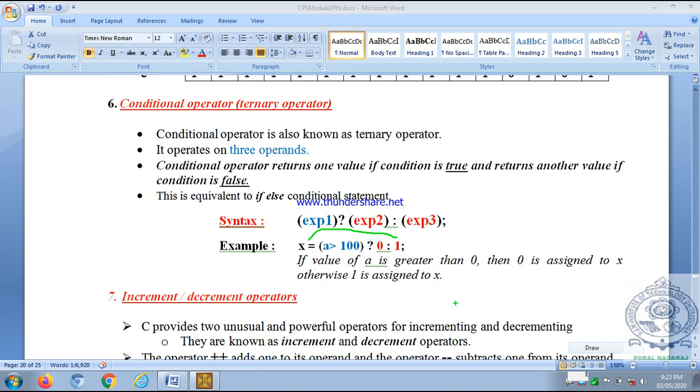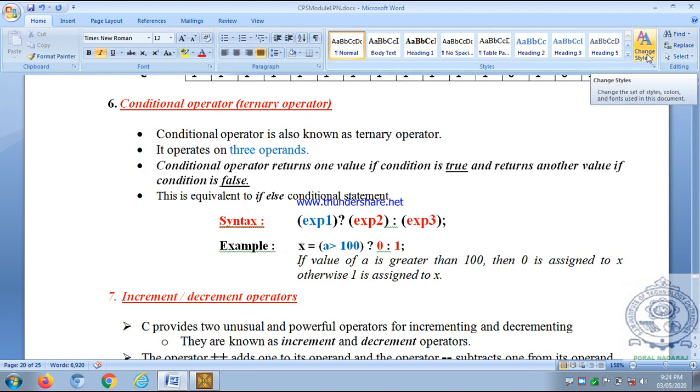So this is the conditional operator. If the value of a is greater than 100, then 0 is assigned to x. Otherwise 1 is assigned to x. This is called the conditional operator. We can use the conditional operator to find the largest of two numbers. Let us discuss it with one program.